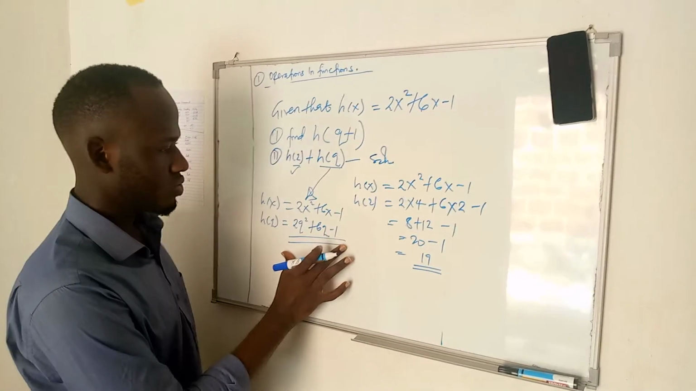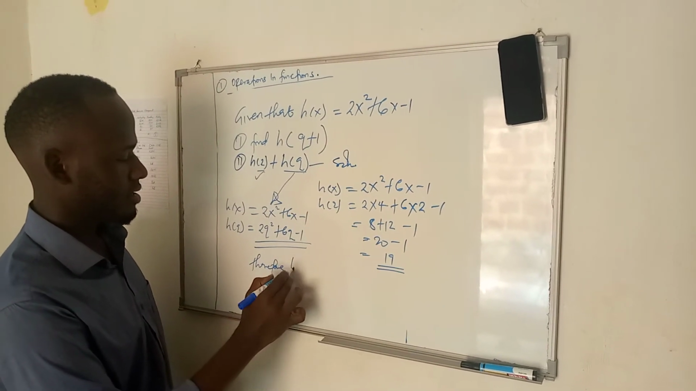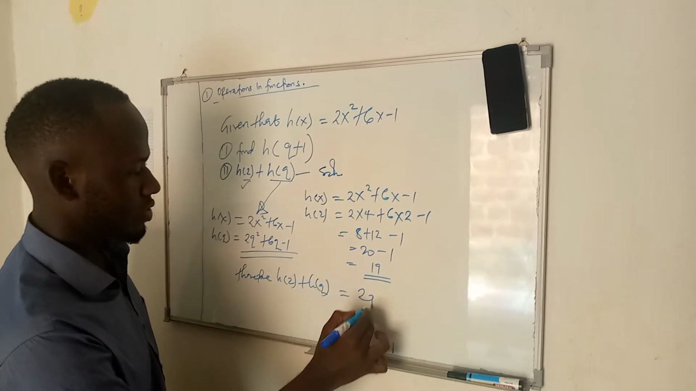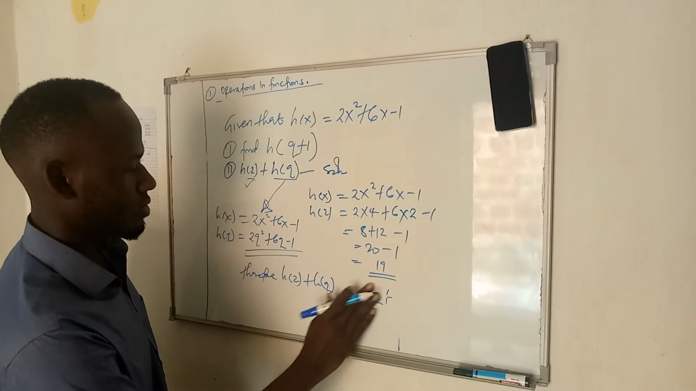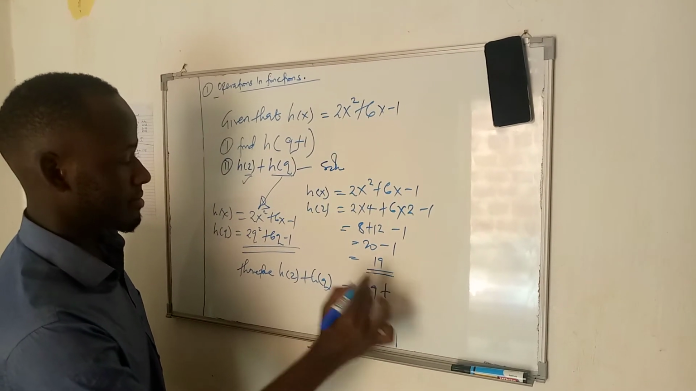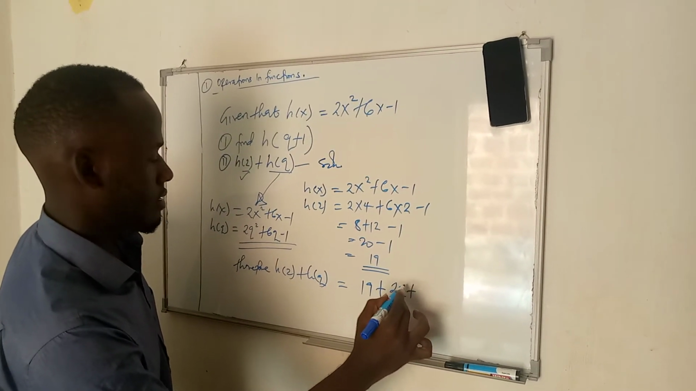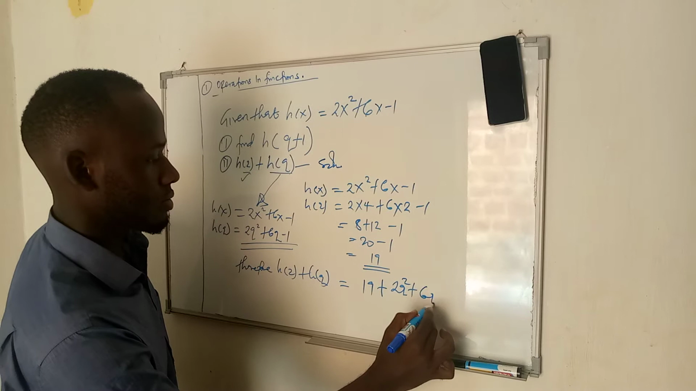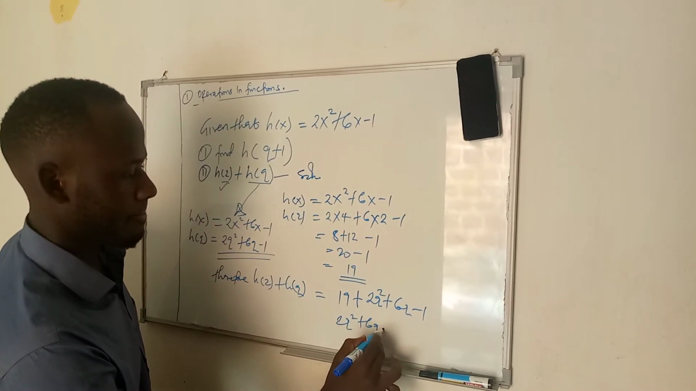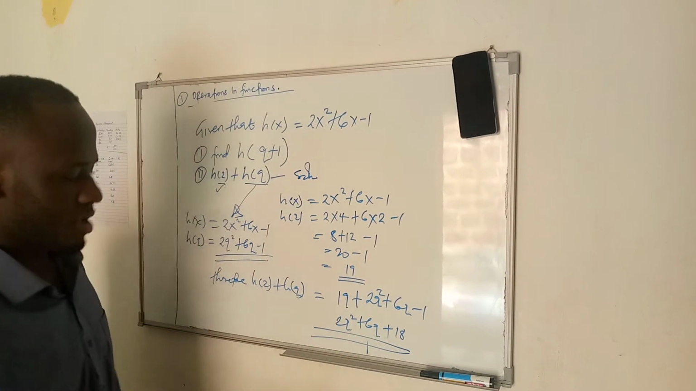And when you join these two, you say therefore h of 2 plus h of q is given by, let us follow the order, 19 plus 2q squared plus 6q minus 1. This gives us 2q squared plus 6q plus 18, because 19 minus 1 gives you 18. This is our final answer.